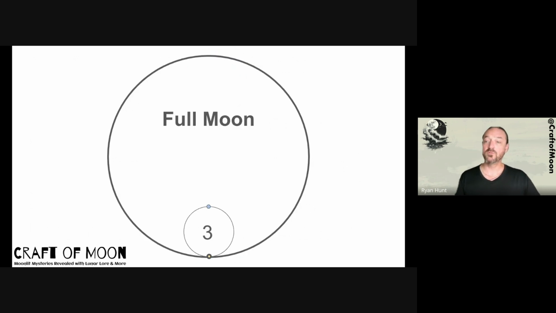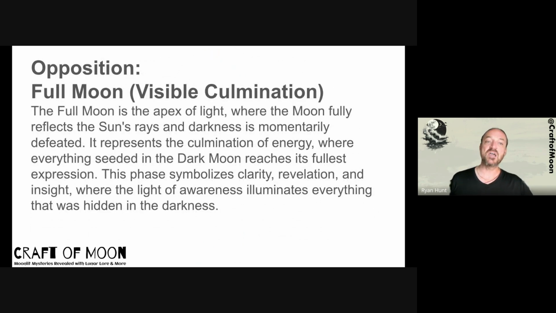Then we have the full moon, the third quarter. And the full moon is the oppositional aspect. It is when the two planets, the sun and the moon, the two luminaries, are directly opposite each other in the sky. And this is a visible culmination of what was planted or inseminated at the start of the lunar cycle.